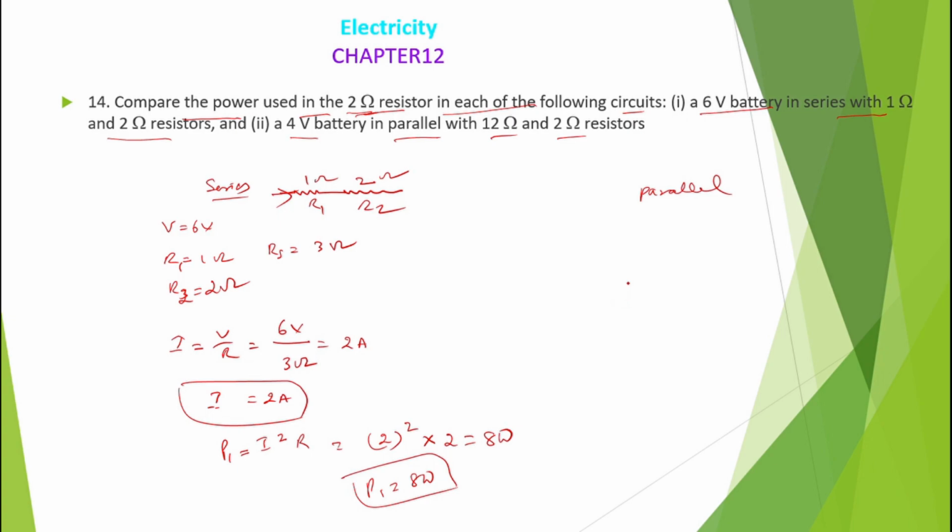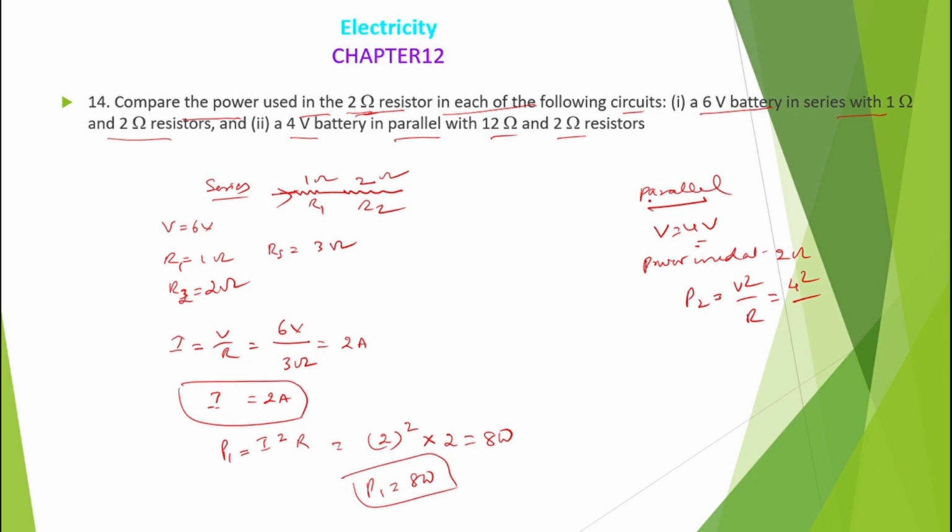Now we will go to the parallel connection. Here what he has given, V is equal to 4 V, and the power used at the 2 ohm resistor, P2, is equal to V square by R. Okay. So V square, he has given 4, that means 4 square.